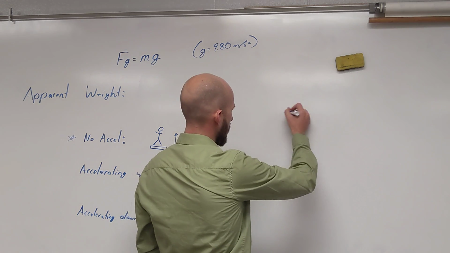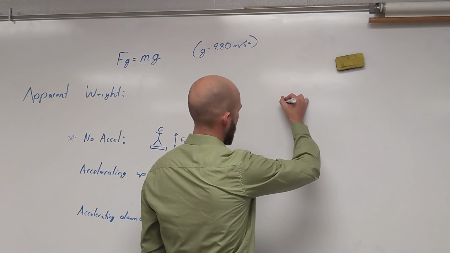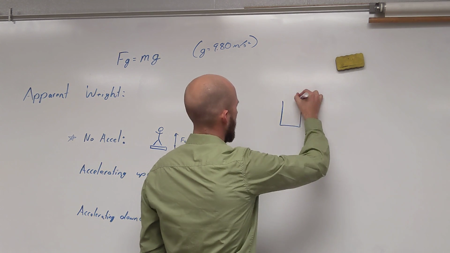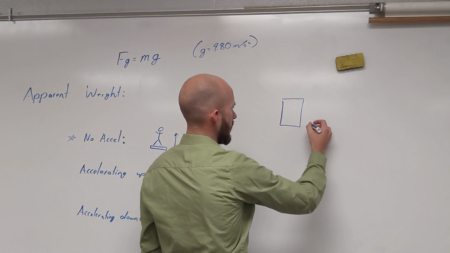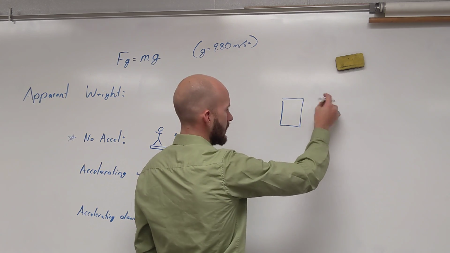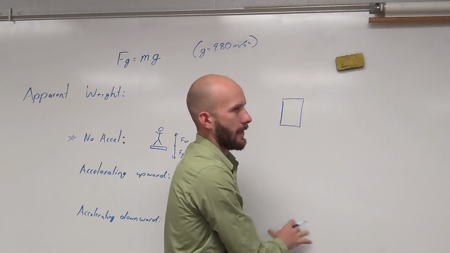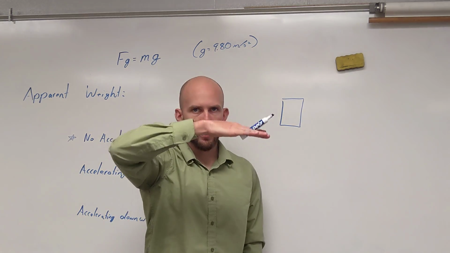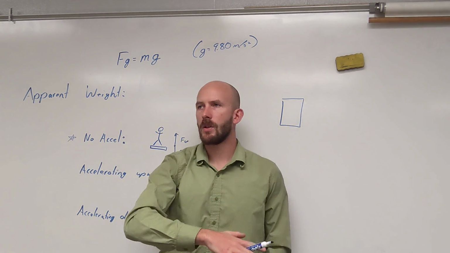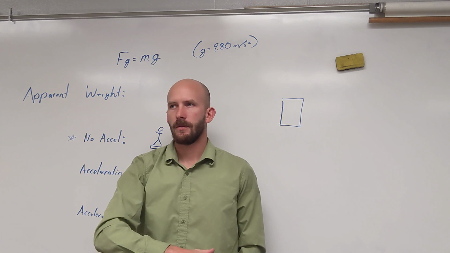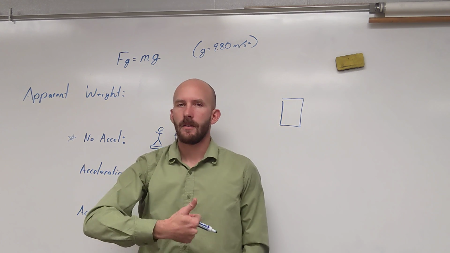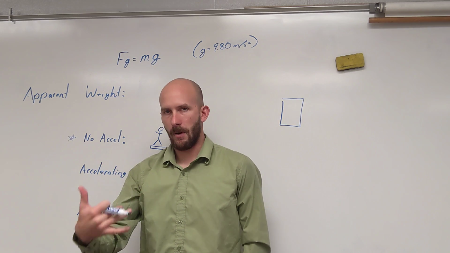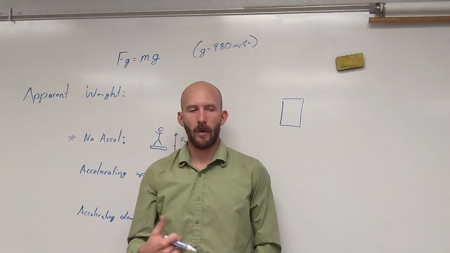This is hard to draw, but if your elevator is moving downward, and you're getting to, say, the first floor, so you're moving downward at a constant velocity, and then you begin slowing down to stop. The acceleration would be going upward, which would mean the apparent weight would be heavier.